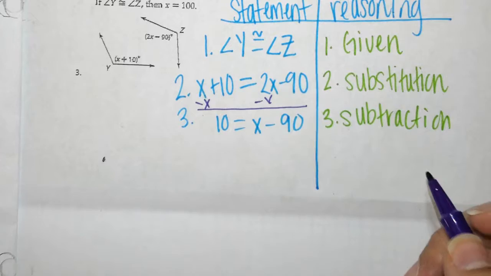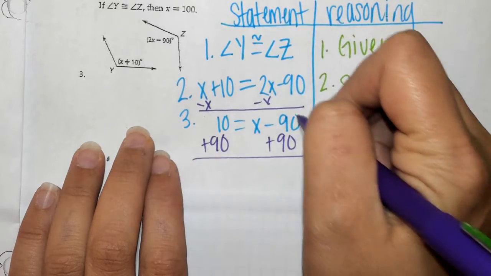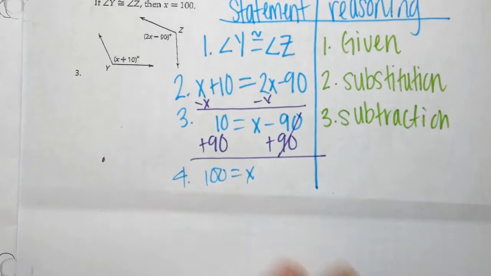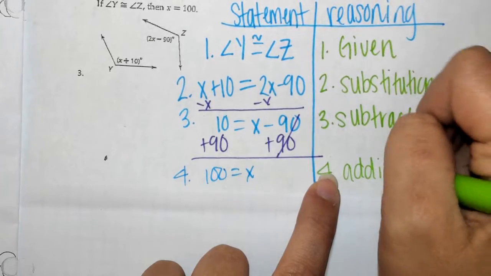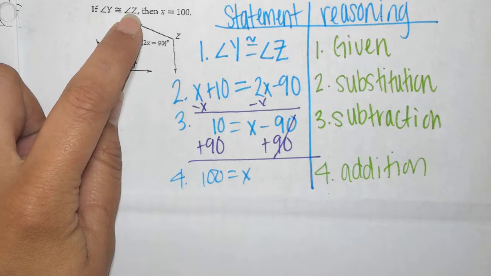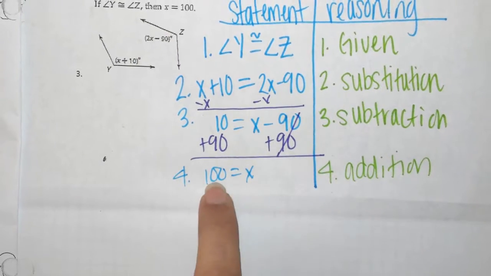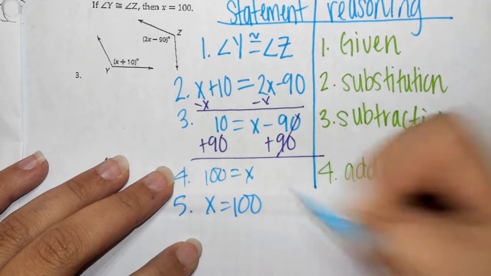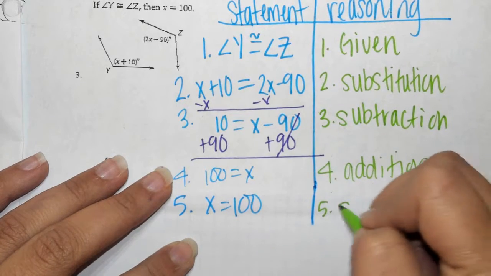Who can tell me? Curtis, take a point for your team. You add 90. Good. And that would give us 100 equals x. And what reasoning is that, Travis? Addition. Good. Take a point. Now, it says that if angle y is congruent to angle x, then x equals 100. So, should we rewrite this so it says x equals 100? Yes. And what property would that be? What flips it around? Symmetric property. Good. Take a point.